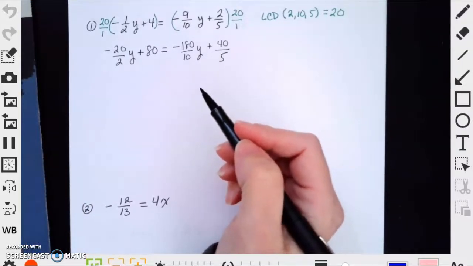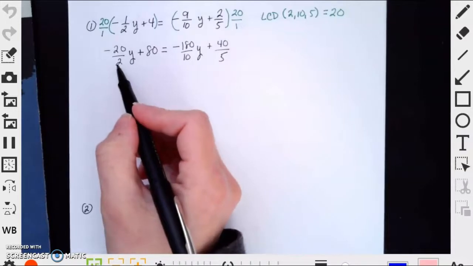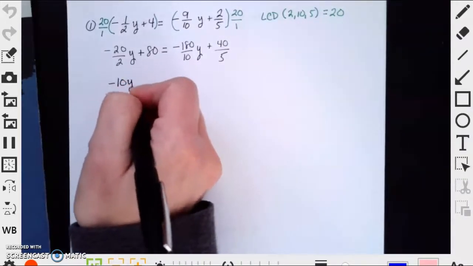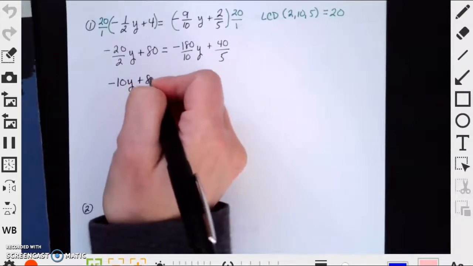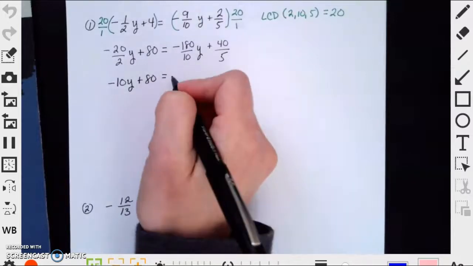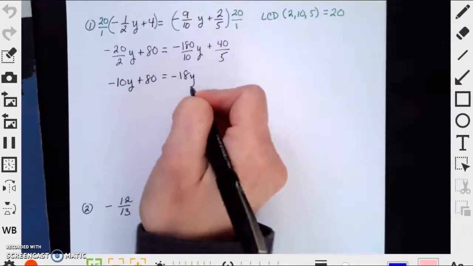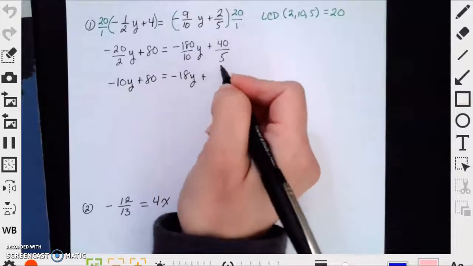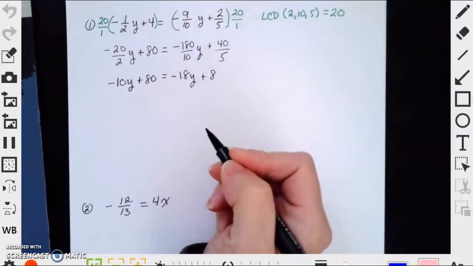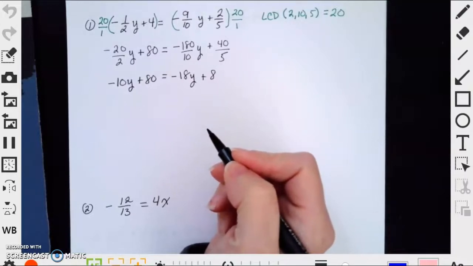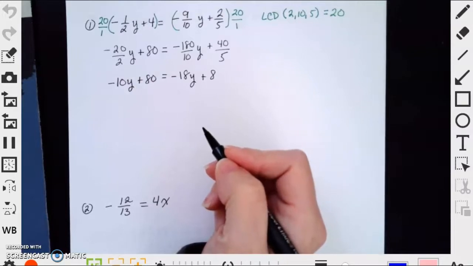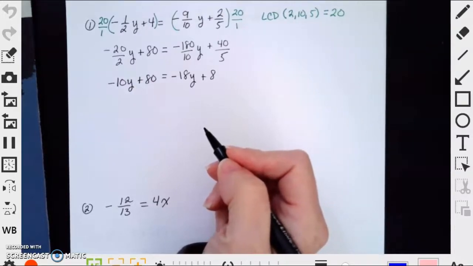And when I simplify them, I don't have a fraction any longer. I'll have actually all integers. So negative 20 divided by 2 is negative 10. So that term becomes negative 10y, and then plus 80 equals negative 180 divided by 10 is negative 18y, plus 40 divided by 5 is 8. So my equation now has no fractions in it. So just by that step, I've avoided having to do addition or multiplication or subtraction with fractions.